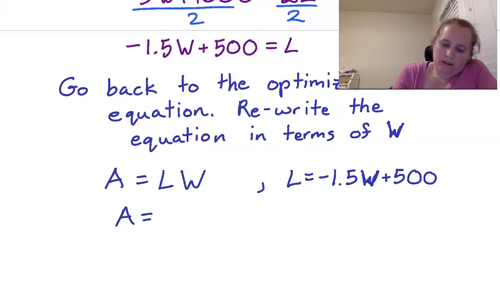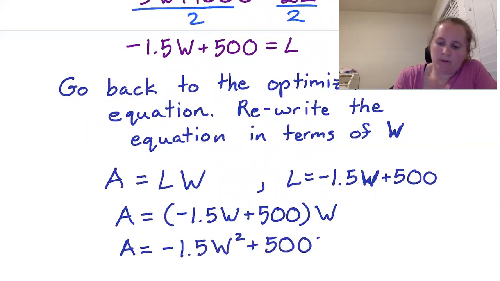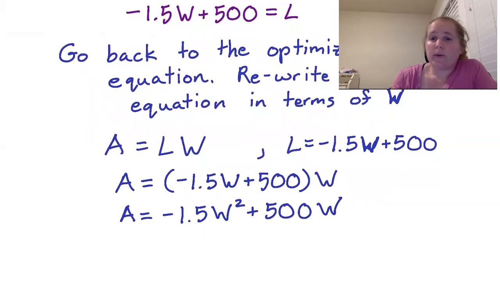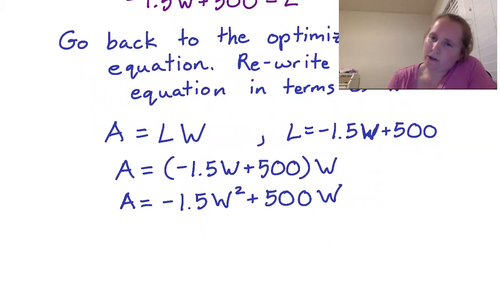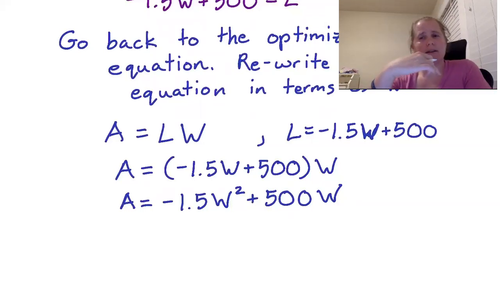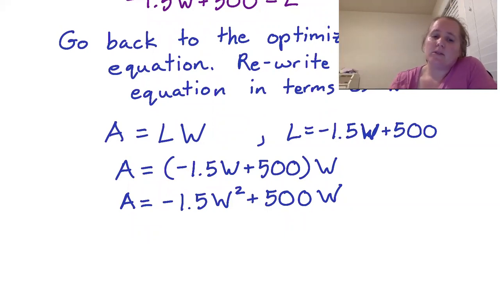So we have area is equal to negative 1.5 W plus 500 times W, or area is equal to negative 1.5 W squared plus 500 W. Now, in order to optimize, we need to know our limitations, right? This is quadratic, so it won't turn back around. The maximum is just going to be the relative max because it's concave down. But sometimes we have functions that zigzag around, and so it's important to know our endpoints.